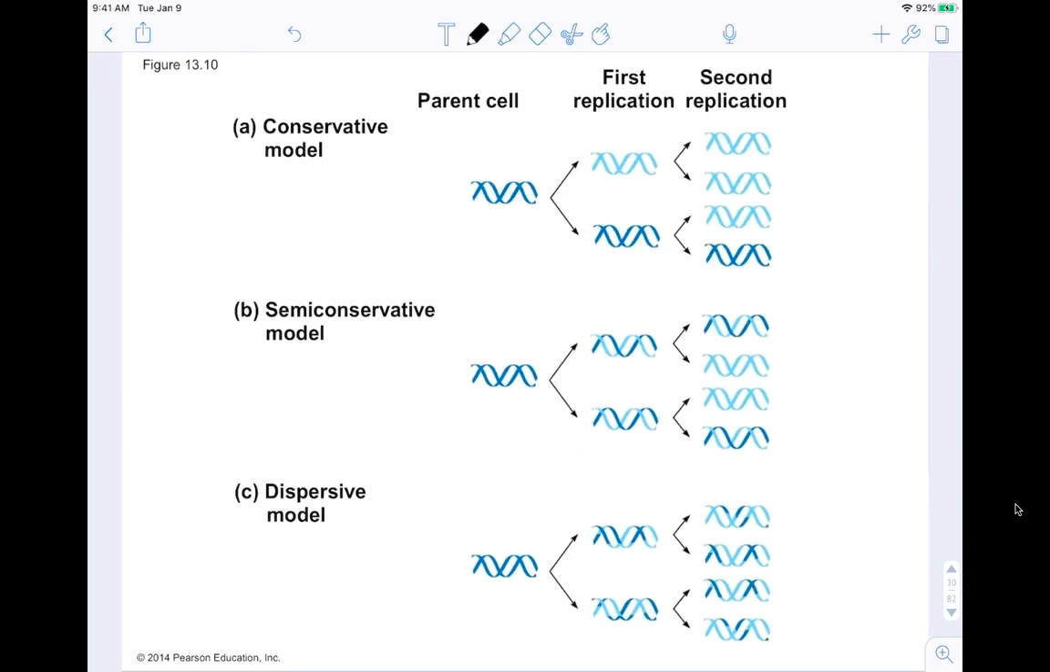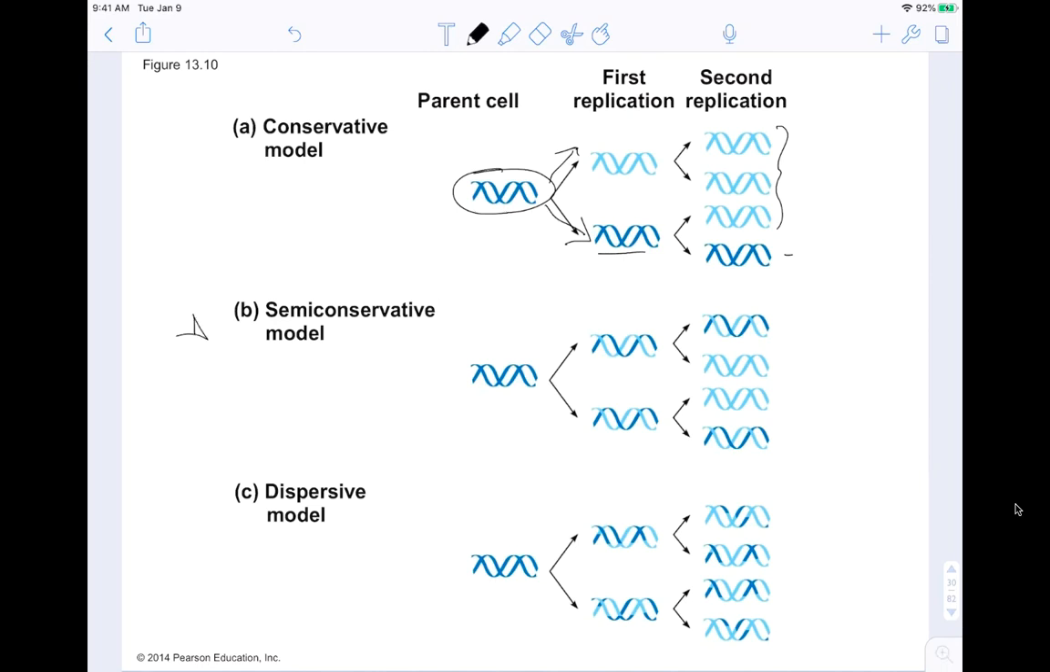So the conservative model says that basically you have the parental DNA and that is not ever touched. It's kept exactly the same. And then you have a newly synthesized molecule altogether. So then in the second replication, you'd have mostly brand new DNA with only one molecule of the old DNA.